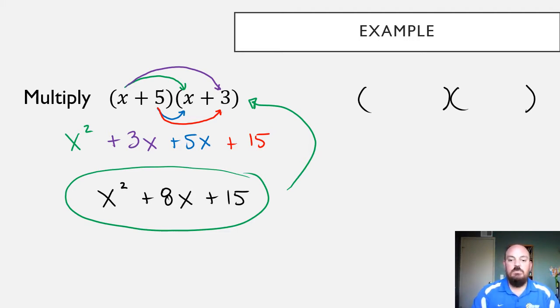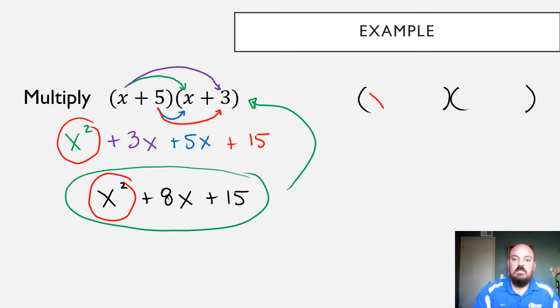So let's look at it one piece at a time. Let's start with the x squared. Now the x squared came from my first distributive property. It was the purple one. So x squared comes from doing x times x. That means I'm going to have an x here and an x here. Now, I'm going to skip to the end.